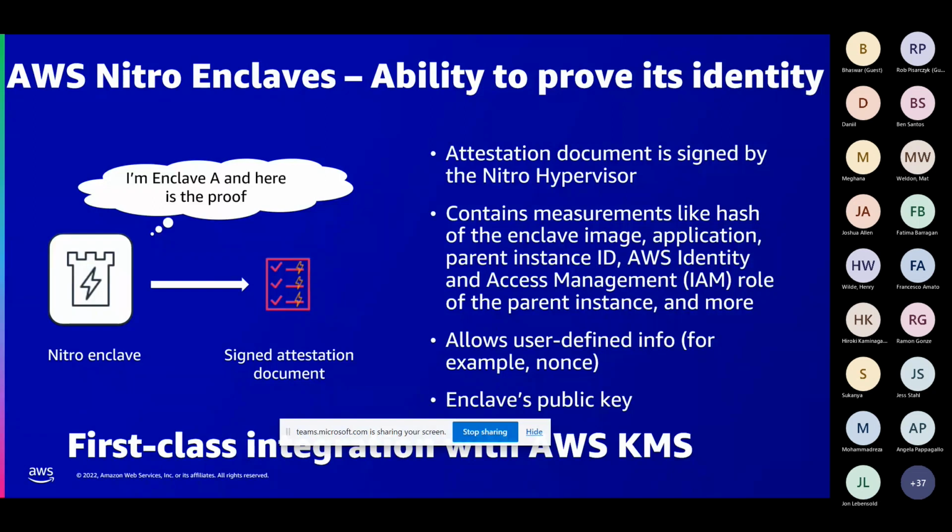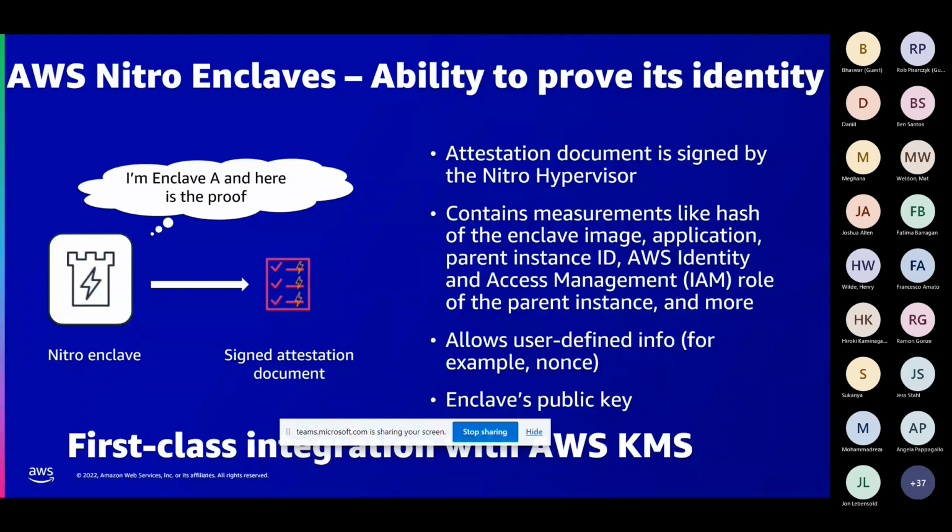The attestation document contains measurements like the hash of the enclave image, the application that's running inside the enclave. So if you have software that's sitting in the enclave, you can have a hash for that. If anything happened and the software changed, then the hash is not going to match what's going to be calculated at runtime. The measurements also include the parent instance ID, the AWS IAM roles, and can even include user-defined info like a nonce to avoid replay attacks. And the enclave, of course, has its own public key, which it sends out.